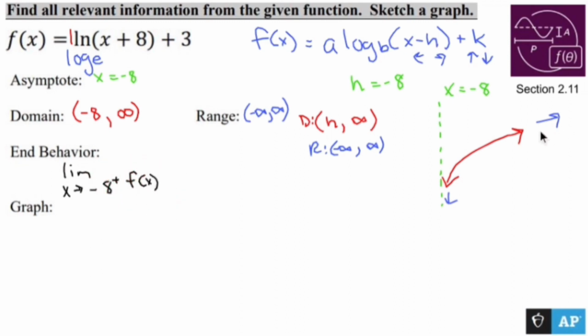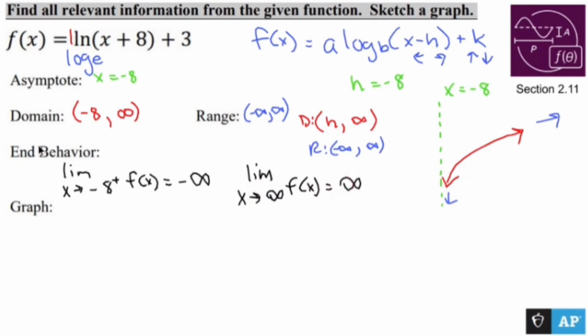As I move to negative 8, I hit a brick wall. But right before I hit that brick wall, I'm going down to negative infinity, so that's the left side of my end behavior. The right side of my end behavior is I'm allowed to go all the way to the right, and as I keep moving to the right, I also keep moving up. So the limit as x approaches positive infinity of f of x is going to equal infinity.